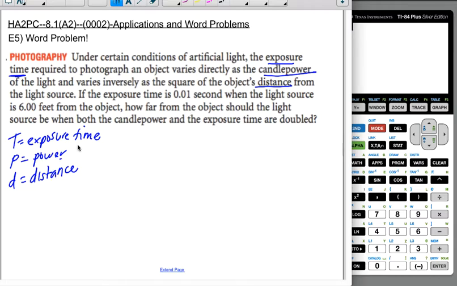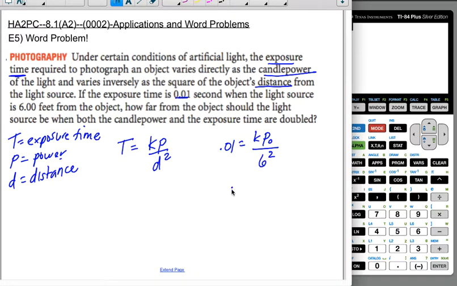All right, so here's what we know. The equation we're looking at is that the exposure time, T, varies directly as the candle power, so that's KP, and inversely as the square of the distance, so D squared should be on the bottom. So this is the equation we're looking for, right? The exposure time is given when the light source is 6 feet away. We don't know the candle power, but that's okay. So here's what we know: 0.01 equals K times whatever the candle power is, I'm going to call it P naught, over a distance of 6.